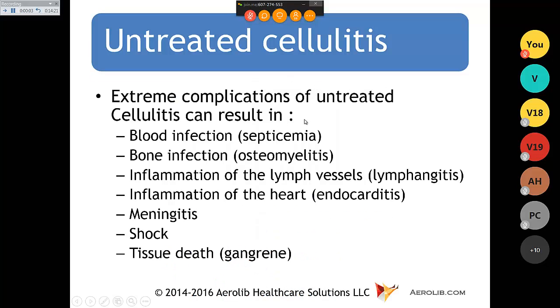Now, untreated cellulitis can cause septicemia, osteomyelitis, lymphangitis, endocarditis, meningitis, shock, and gangrene and tissue death. And why this is important is many a times the reason for hospitalization falls into the spectrum of the complications that are being caused by cellulitis, or the concern that this may happen, and that's why this patient needs an extra day of stay or extra 2 days of stay, including this sort of imaging that can only happen in the hospital setting. So, cellulitis is not just an inpatient or an observation or a hospitalization diagnosis. Majority of the cellulitis can be treated as an outpatient.